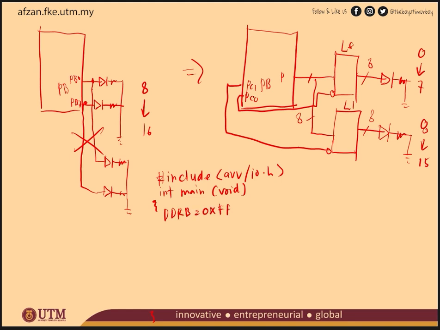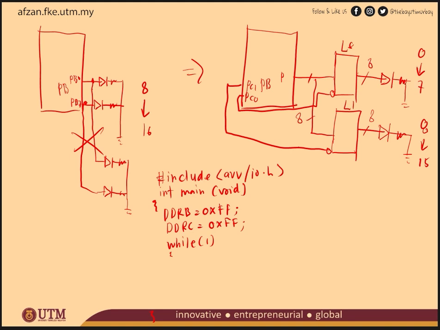What about PC0 and PC1? PC0 and PC1 also, you initialize as output ports. Then while(1), because we want to send out continuously, open curly bracket. The first number that you're going to send here is to your LED 0 to LED 7.